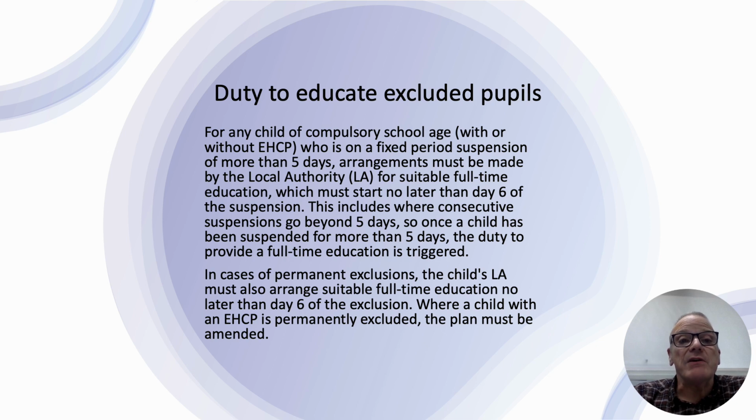So once a child has been suspended for more than 5 days, the duty to provide a full-time education is triggered. In cases of permanent exclusions, the child's local authority must also arrange suitable full-time education no later than day 6 of the exclusion. Where a child with an EHCP is permanently excluded, the plan must be amended to reflect this.